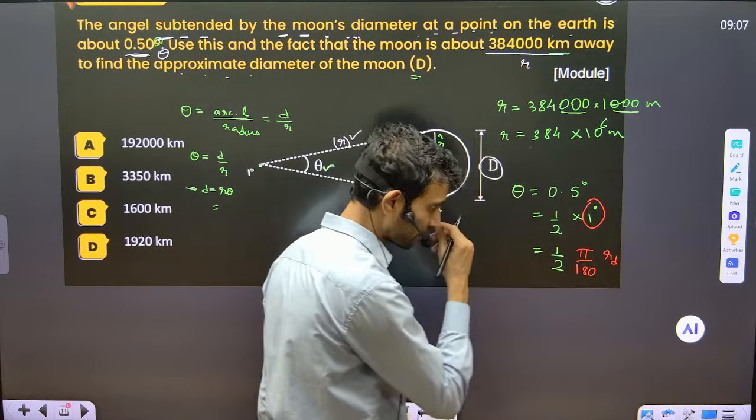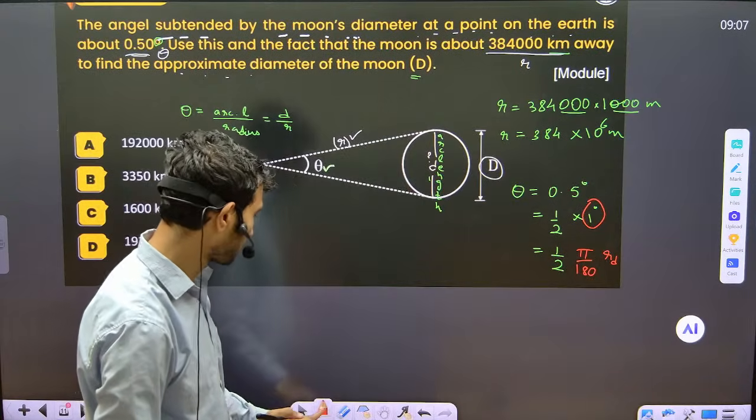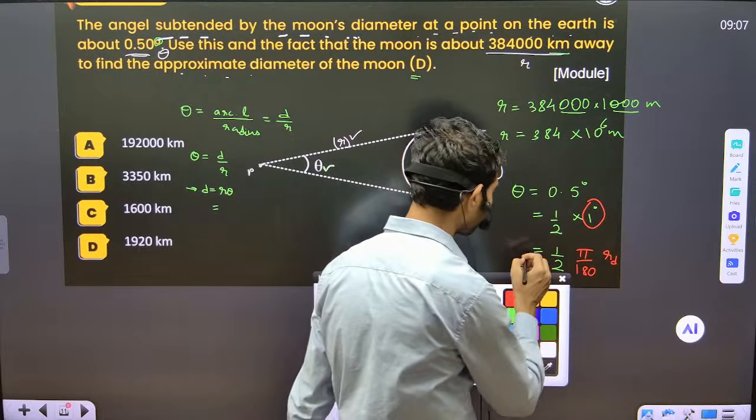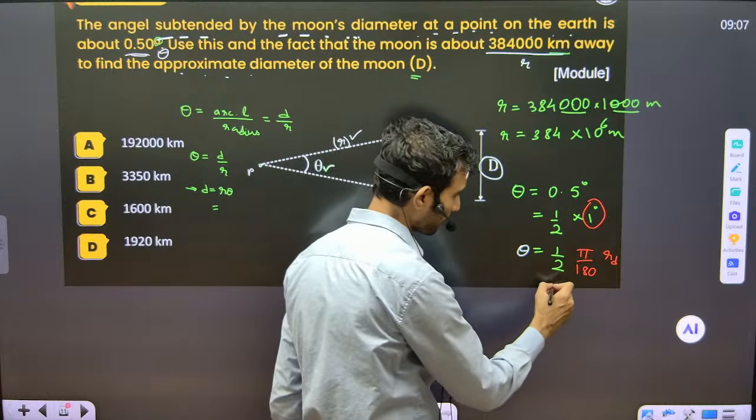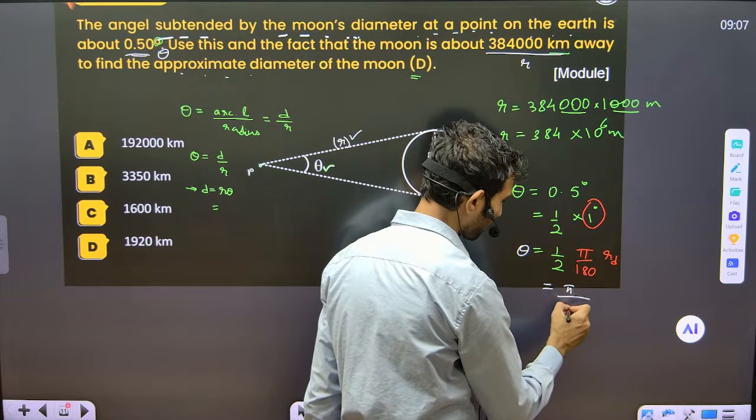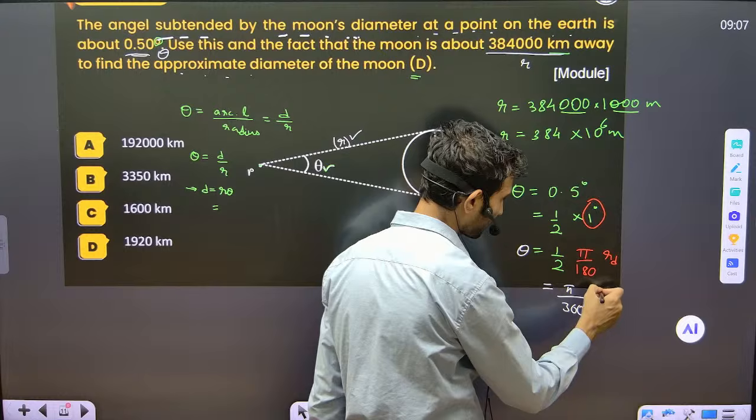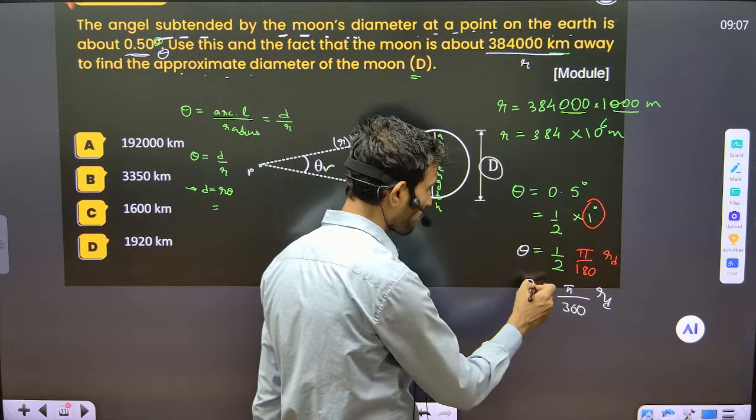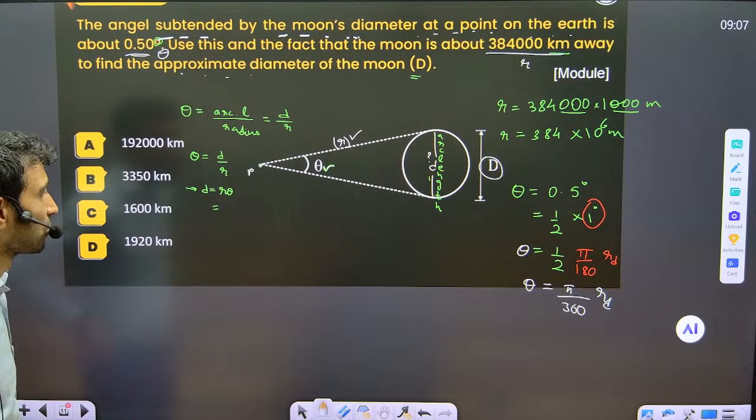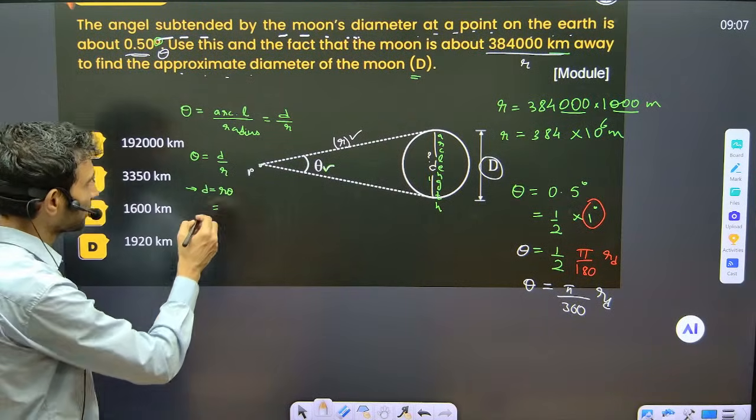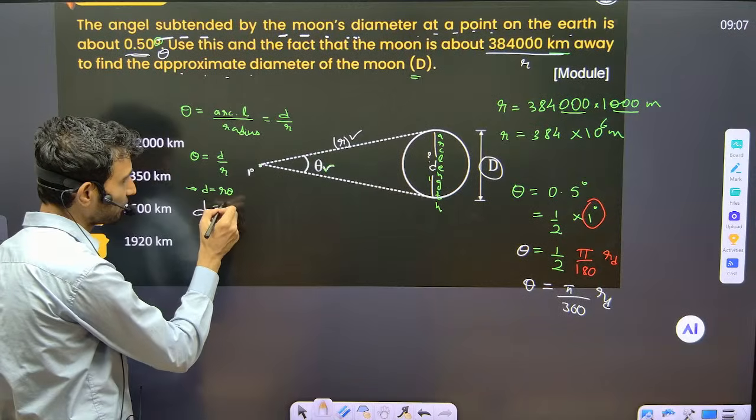Pi radian upon 180, right? That's what theta is equal to. So we can get theta from here, and that's coming out to be pi by 360 radian, right? So with theta also there, we can put the value and get the value of d.